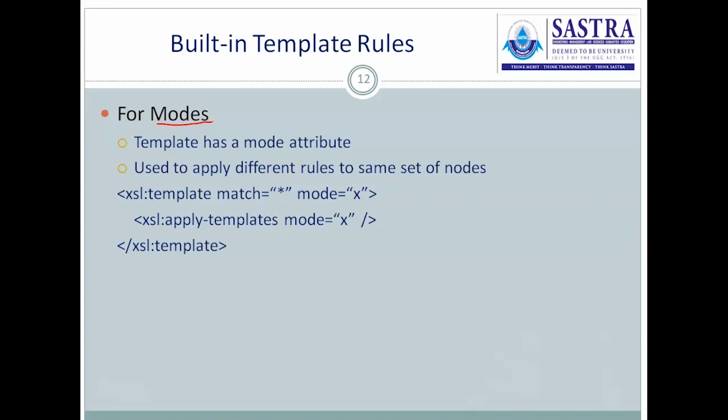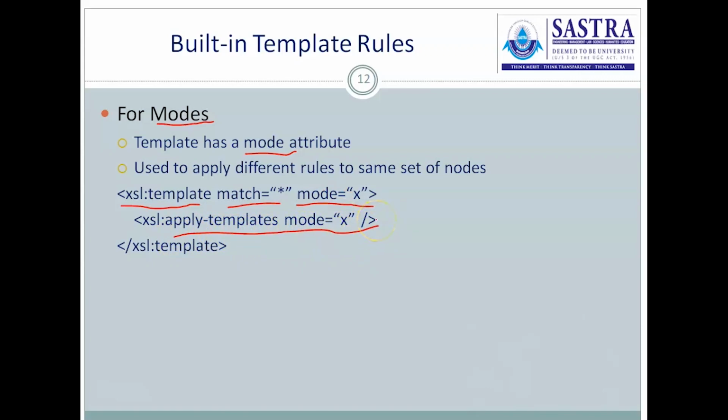Suppose you want to apply a different template or different style to the same element. Then we can make use of the mode attribute, and we have to include it here. If the mode attribute is defined, then that will be followed for the respective template, because different rules can be applied to the same nodes. That is possible by using modes. The general syntax for mode is XSL template match equal to and then mode equal to. In the apply templates also we need to specify the mode.